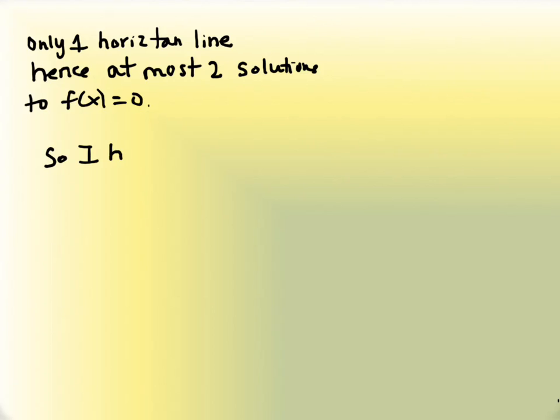I'll actually jot down a little bit of that. Do I have another space? I do. So we have only one horizontal tangent line. Hence, at most, two solutions to f of x equals 0. At most two, that's all I've got. So I have exactly two.